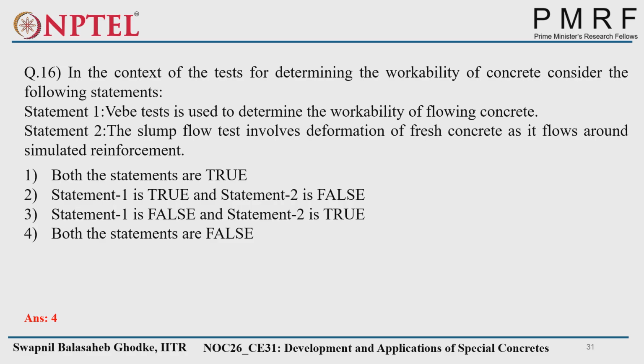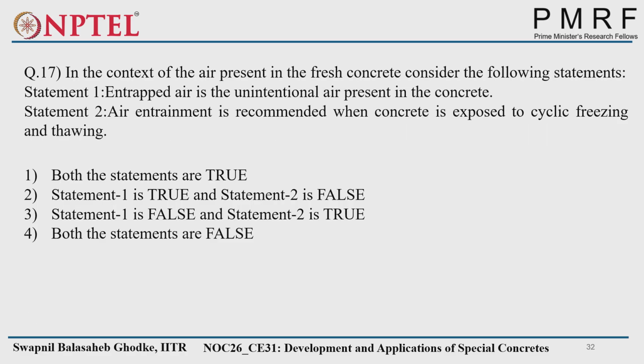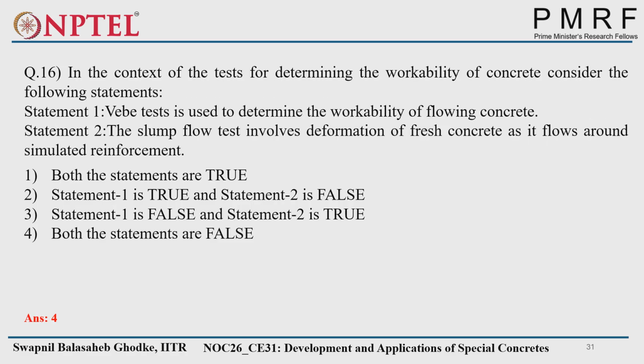If the second statement only said the slump flow test involves deformation of concrete and is used for flowable concrete, it would be the correct one. But for simulated reinforcement, the test will be the L-box test or J-ring test, which are generally used for self-compacting concrete. So statement 2 is wrong, and 1 is wrong because the VB test is only used for stiff concrete, not for flowable concrete.